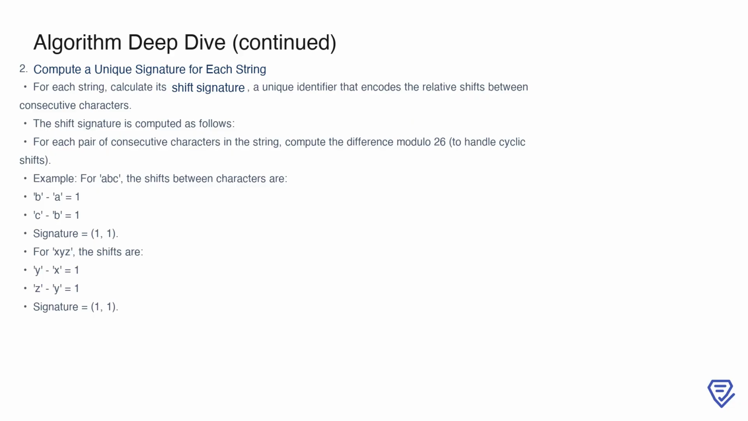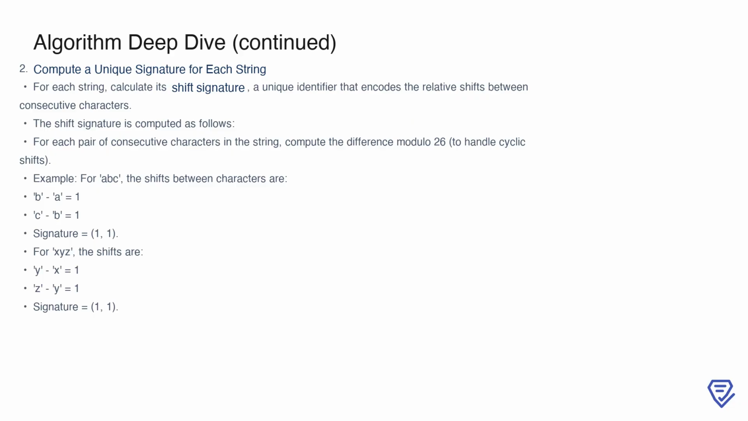For example, in the string ABC, the shift from A to B is 1, and the shift from B to C is also 1, resulting in a shift signature of (1, 1). Similarly, for the string XYZ, the shift from X to Y is 1, and from Y to Z is 1, producing the same signature of (1, 1).